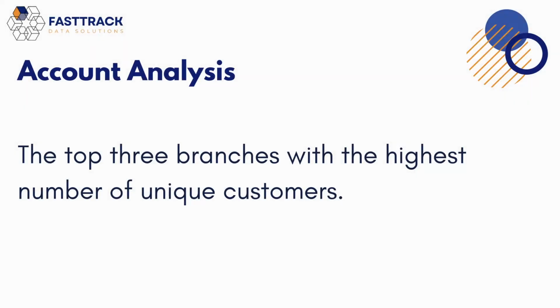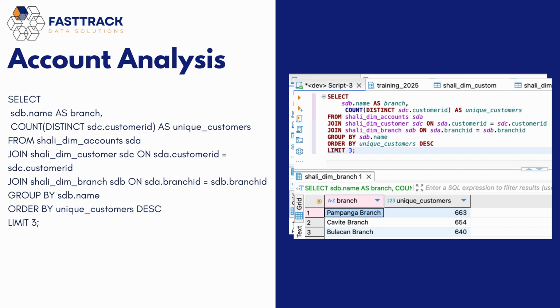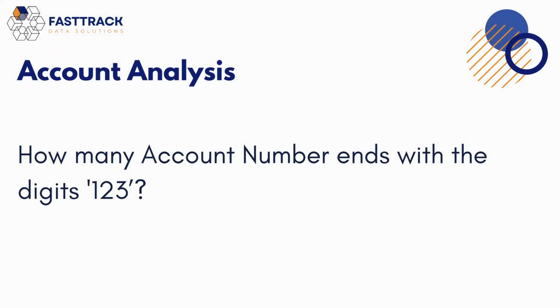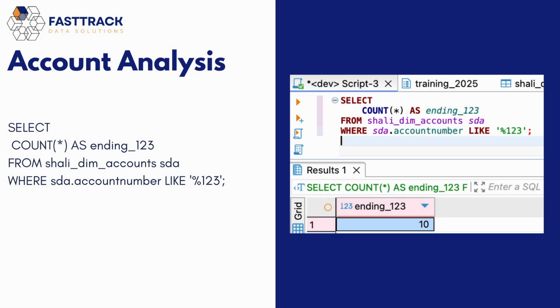Next is the top 3 branches with the highest number of unique customers. Here is the SQL script to get the top 3 branches with the highest number of unique customers. Lastly, how many account numbers end in digits 123? Here is the SQL script to get the number of account numbers ending in 123.